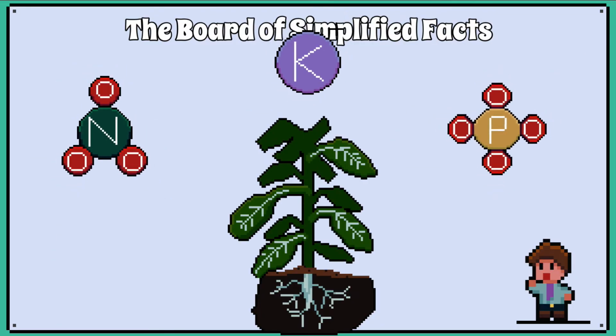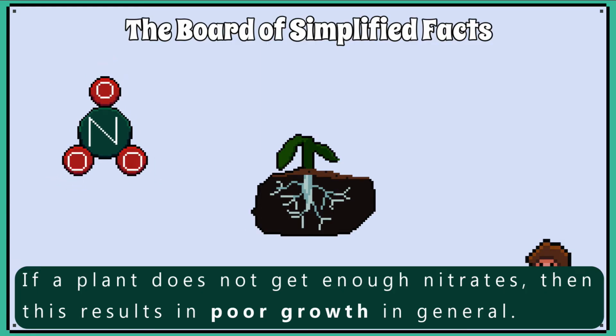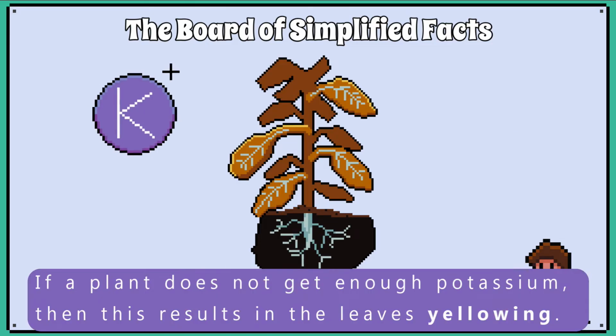You must learn what happens to a plant if they lack any of these 3 minerals. If a plant does not get enough nitrates, then this results in poor growth in general. If a plant does not get enough phosphates, then this results in poor root growth. If a plant does not get enough potassium, then this results in the leaves yellowing.